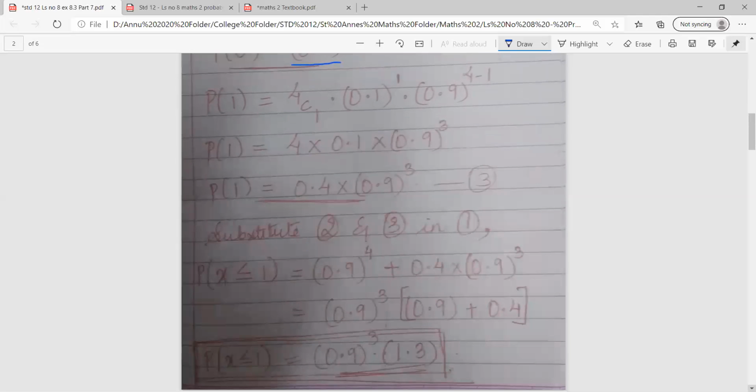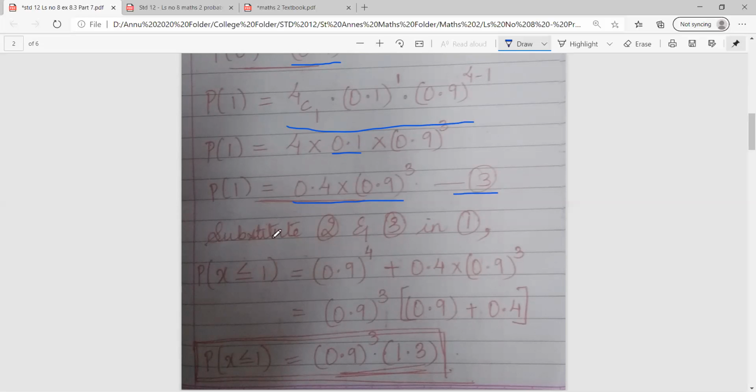Now we'll find out the probability of 1 by putting the same formula. 4C1 into 0.1 raised to 1 into 0.9 raised to 4 minus 1. So 4C1 is nothing but 4. 0.1 raised to 1 is nothing but 0.1 and 0.9 raised to 3. On multiplying, I get 0.4 into 0.9 the whole cube. I give it as point number 3.